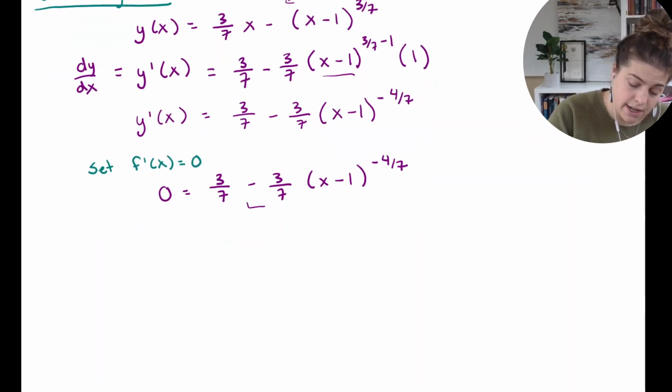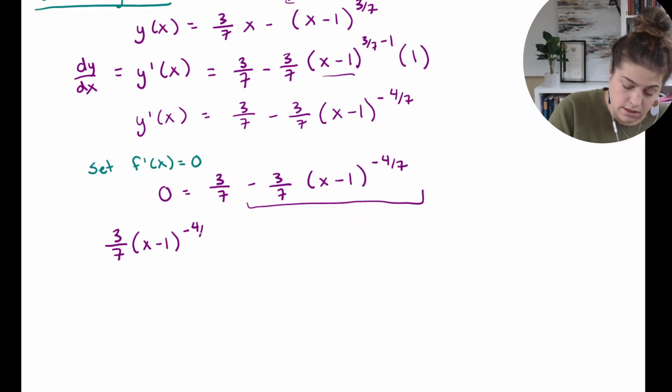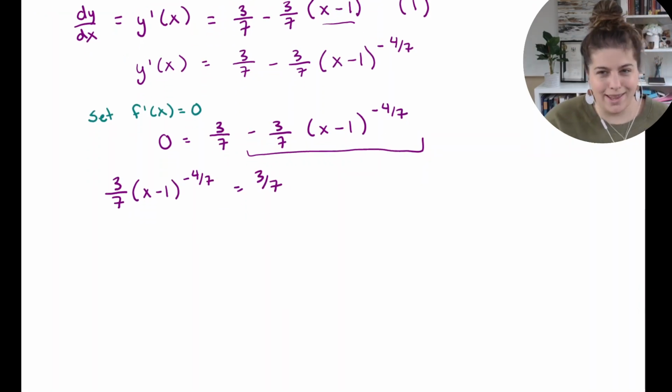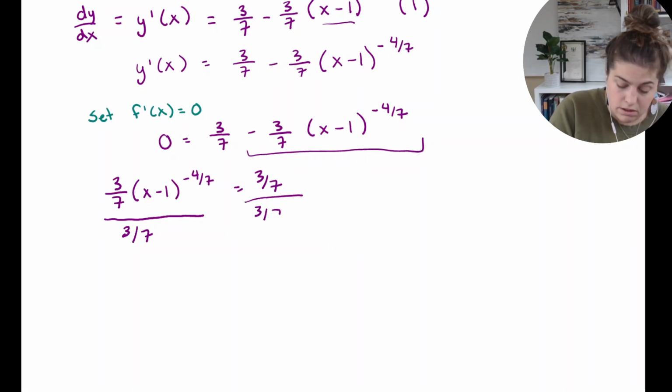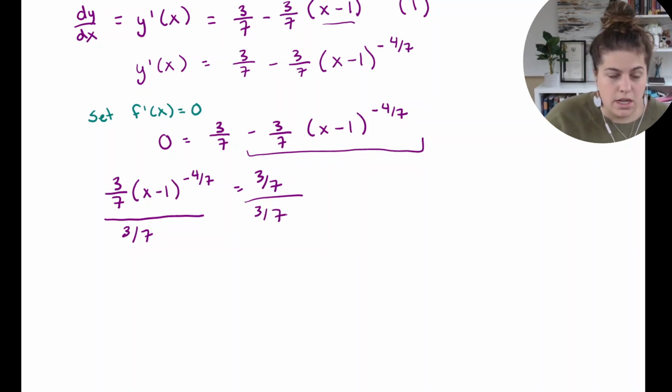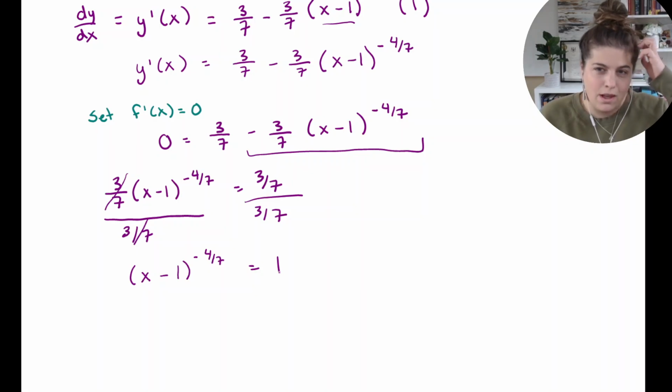I'm going to bring this entire term over to the other side, so it's going to change signs. This is a really smart problem in the sense that we're going to get some nice numbers coming out of it. Okay. And so these are going to cancel, and I'm going to be left with (x minus 1) to the negative 4 over 7 is equal to 1.